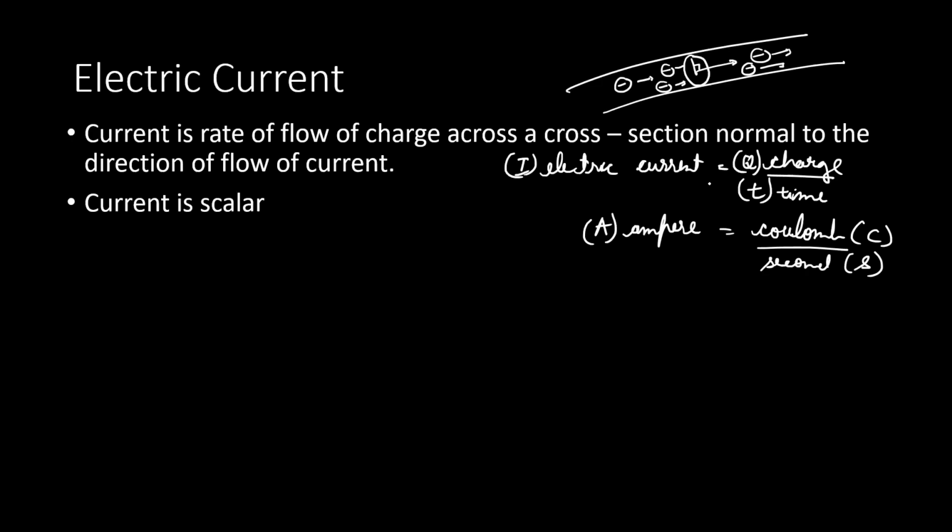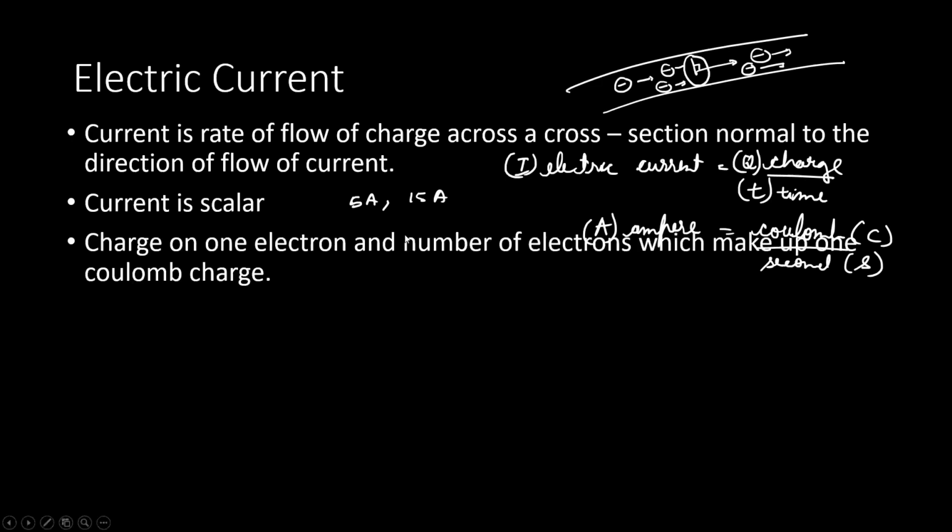Okay, only magnitude. For example, current in a wire is 5 amperes or 15 amperes, so we are talking about the magnitude. Then over here, the charge on one electron is 1.6 into 10 to the power minus 19 coulomb. That is the charge on one electron.